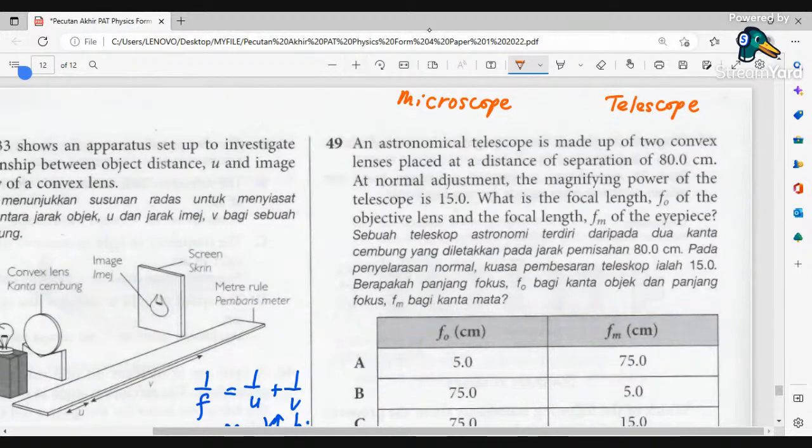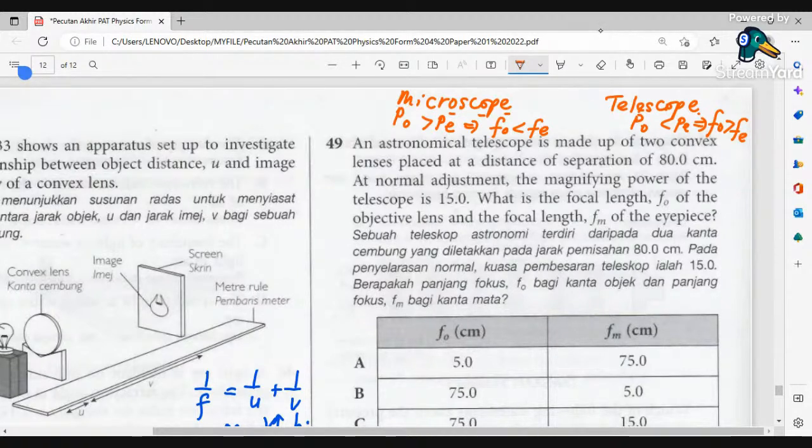Okay, you tengok bilangan O dengan E. Okay, mikroskop. O ada 2, E ada 1. Maksudnya FO more than FE. Ataupun FO less than FE. Itu mikroskop. Kalau teleskop, E dia 3, O 1. Maksudnya FO less than FE. Ataupun FO more than FE. Okay. Objektif lebih daripada eyepiece.